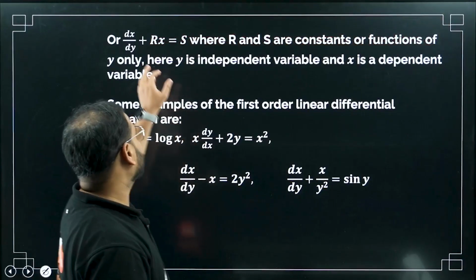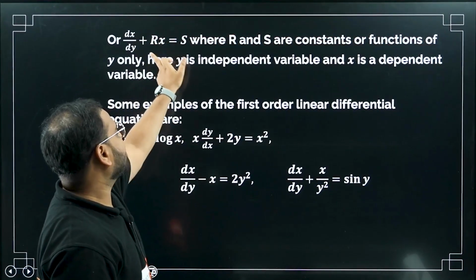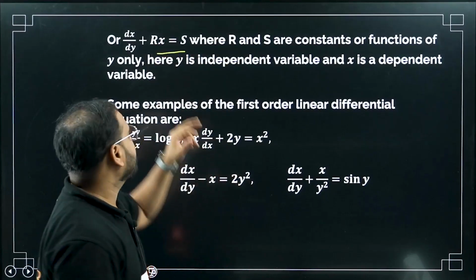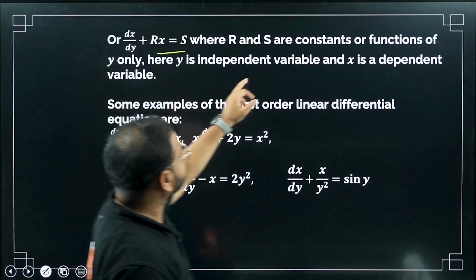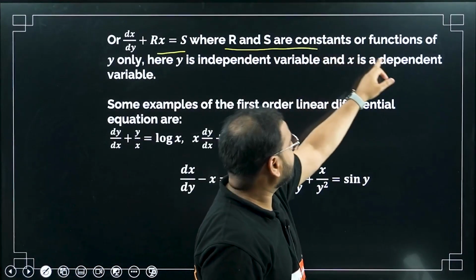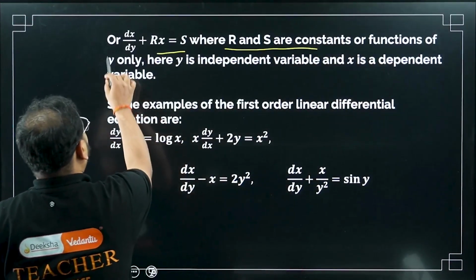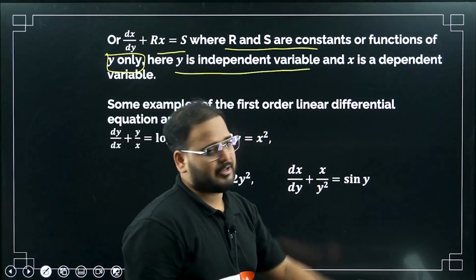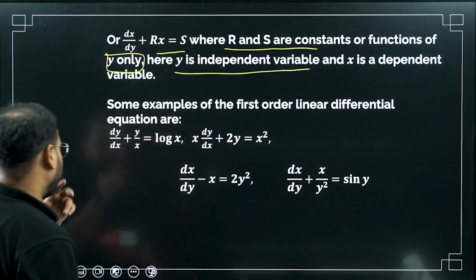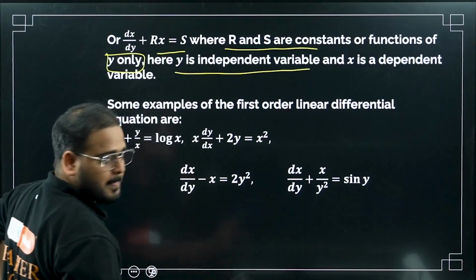Now the same thing is written over here, dx by dy, where x is the variable we have taken. So r will again be a function in y. R and s are constants or functions in y only. Y is what? Independent variable. Now some examples, have a look.